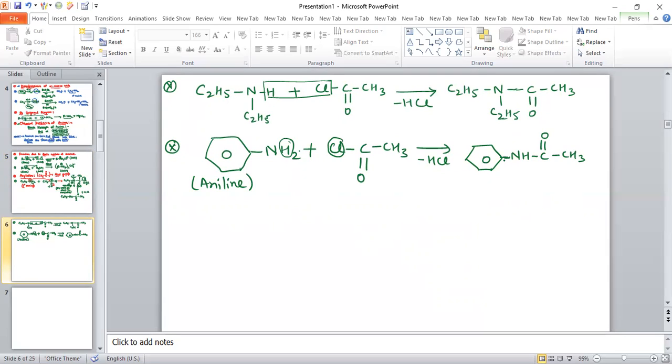You can write the name of this compound also. On this nitrogen there is a phenyl group, and this is an amide. So in the amide, you can see how many carbons are there. In the amide, there are 2 carbons. This is CH3CONH2 basically. One of the hydrogens of the amide is substituted by a phenyl group. Therefore, we can write this compound as N-phenyl ethanamide.